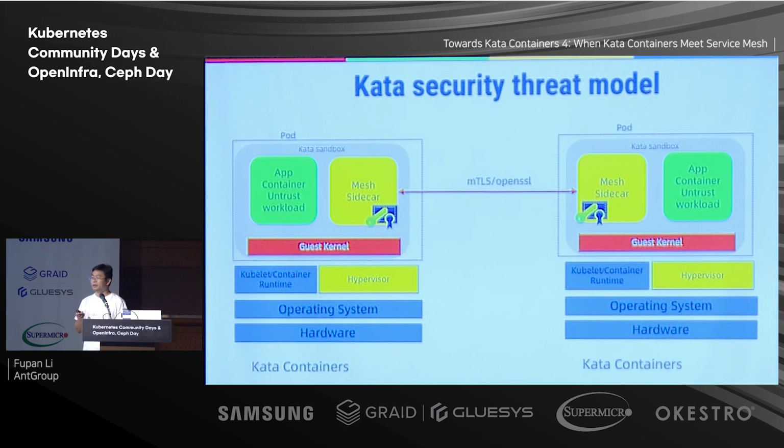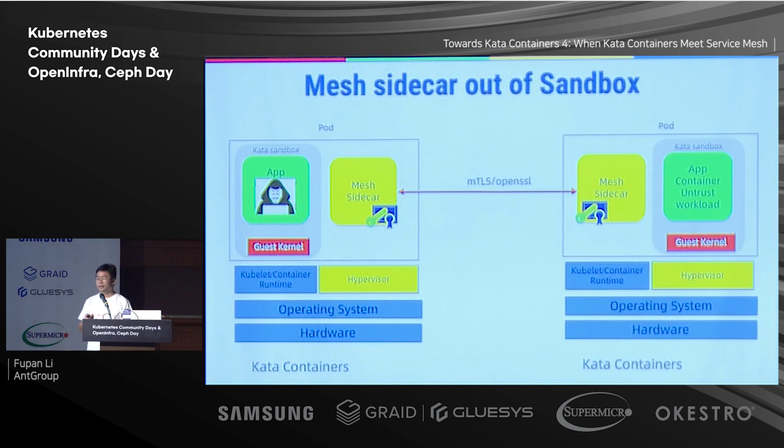So I think for Kata containers, we should move the service mesh sidecar out of the Kata container VM. Yes, this is what we want. We move the service mesh sidecar out of the sandbox, so that even if there is some malicious application in the guest, it will not easily break out of the VM boundaries. Thus, the service mesh sidecar is very safe.